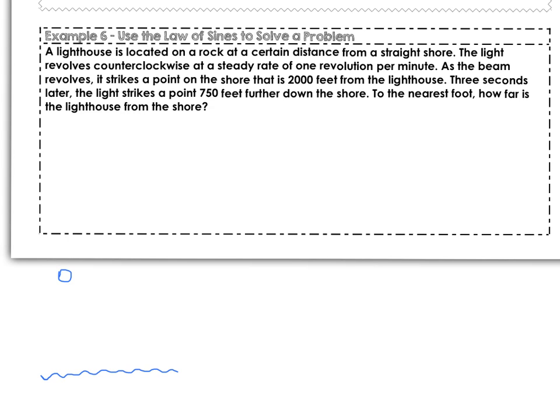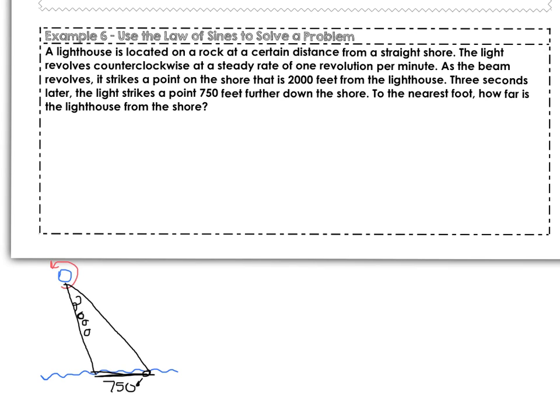The light revolves counterclockwise, so we're going to go around this way counterclockwise at a steady rate of 1 revolution per minute. As the beam revolves, it strikes a point that is on the shore that is 2,000 feet from the lighthouse. So all of a sudden I'm rotating and I hit a point on the shore, and this is 2,000 feet away from the lighthouse. 3 seconds later, the light strikes a point, and that's going to be 750 feet further down the shore. So the distance between these 2 points is 750. Okay, whatever the unit rate is.